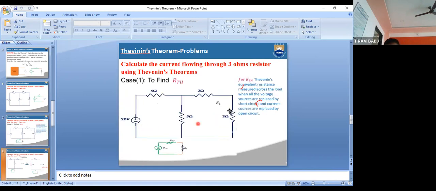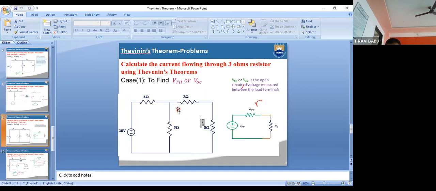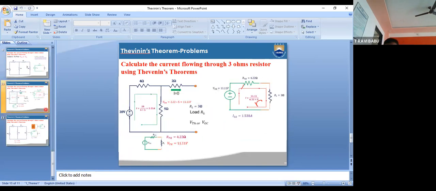So this total resistance will be coming to 4.22 ohms. After that, I am going for the VTH calculation. VTH calculation is nothing but the open circuit voltage, or Thevenin's voltage. So for that, again in this way, I am calculating the VTH value, that VTH or VOC. So in this case, what happened here? Open circuit. So there is no current passing through this one. So this one is negligible.